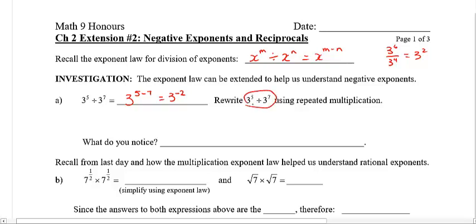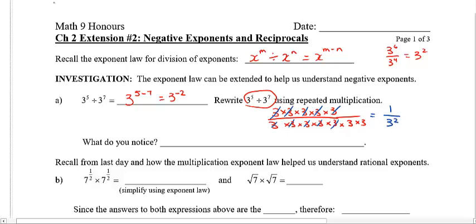Now, the next thing I'd like you to do is actually do this again. So let's do 3 to the power of 5 divided by 3 to the power of 7, but this time I'm going to rewrite it using repeated multiplication. That's 5 3's multiplied together, divided by 7 of them. 1, 2, 3, 4, 5, 6, 7. And when we do this, yes, these divide out to 1, 1, 1, 1, 1, 1. So you're left with 1 over 3 squared.